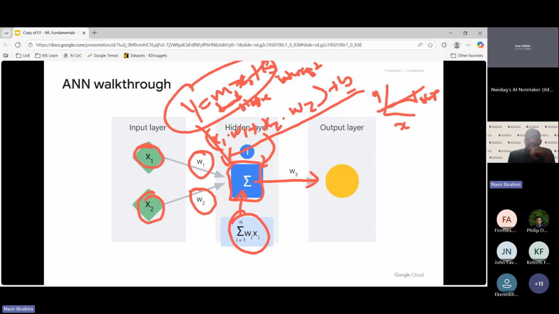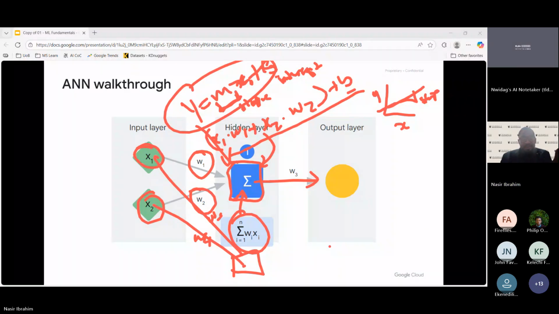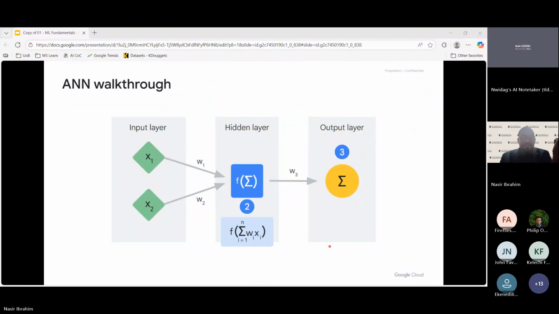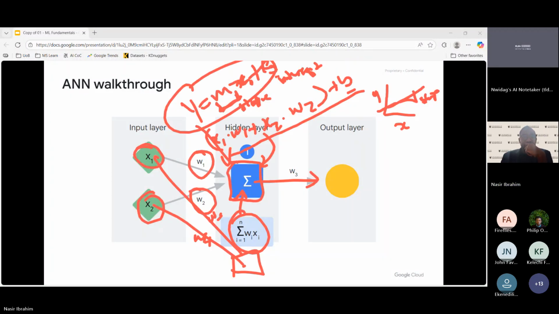So if we have another neuron here, it will be the same thing. We'll have weights W3, W4 here, and the same thing will be here. And for each hidden layer, that is what will happen as well. So underneath, that is simply the computation that is done. Now, that is the first step. So the first step is the computation that is done.